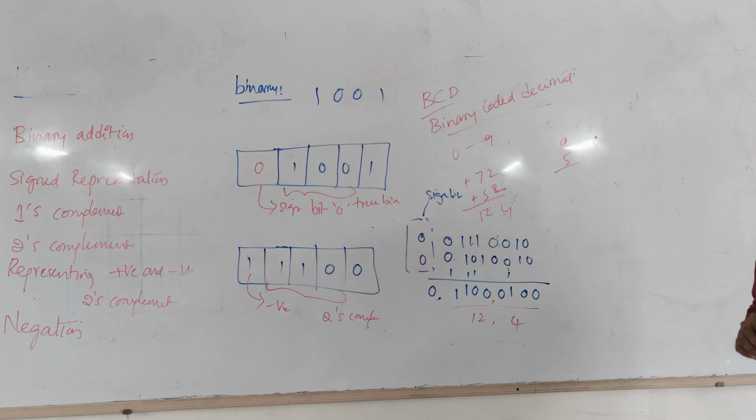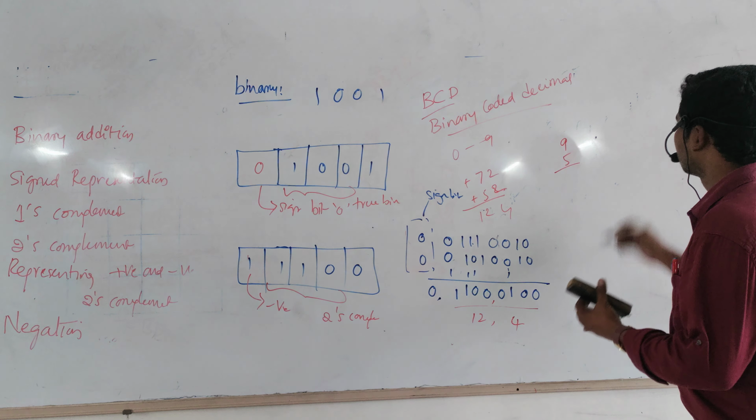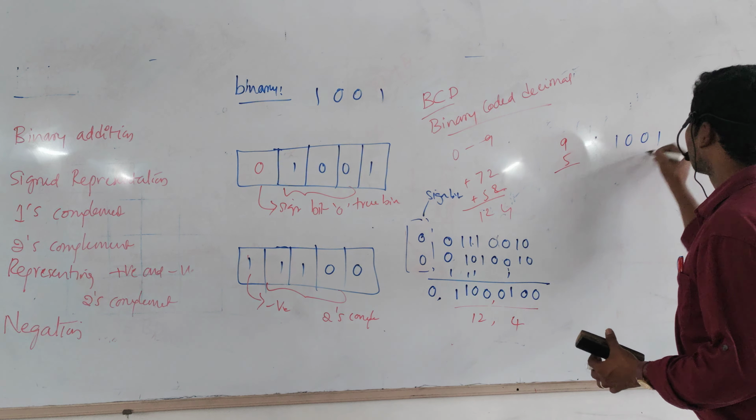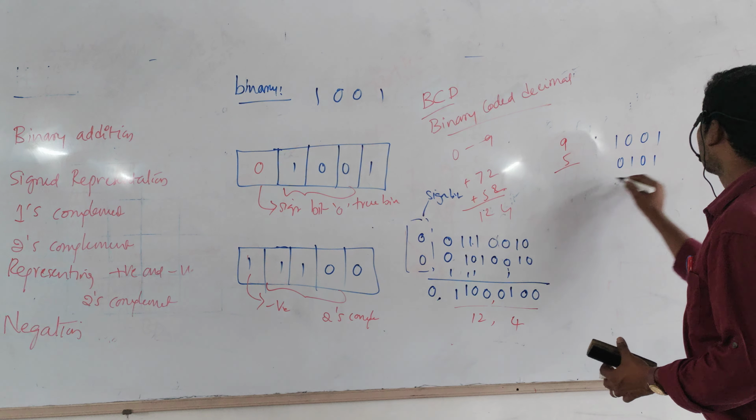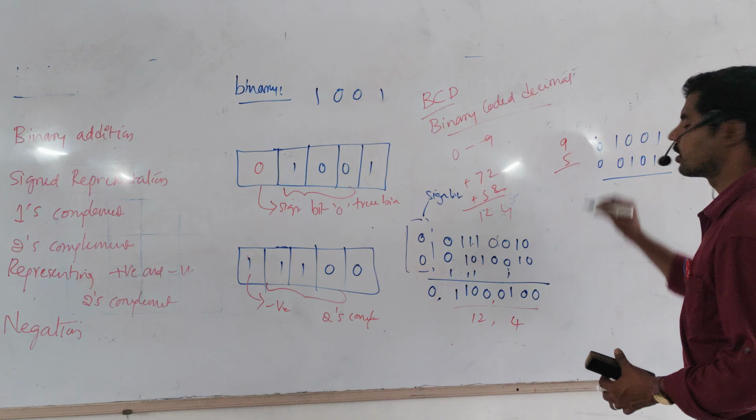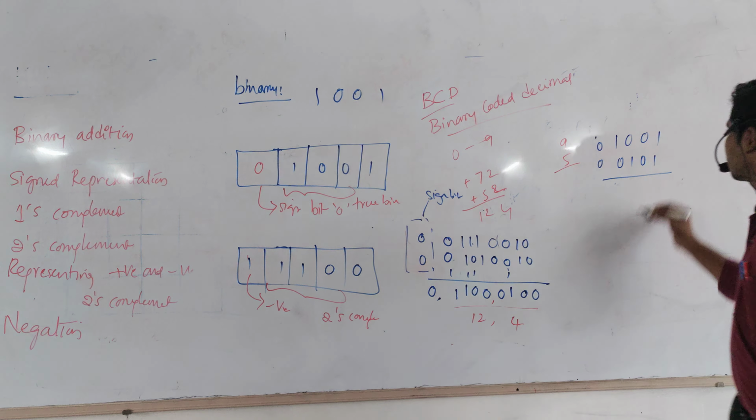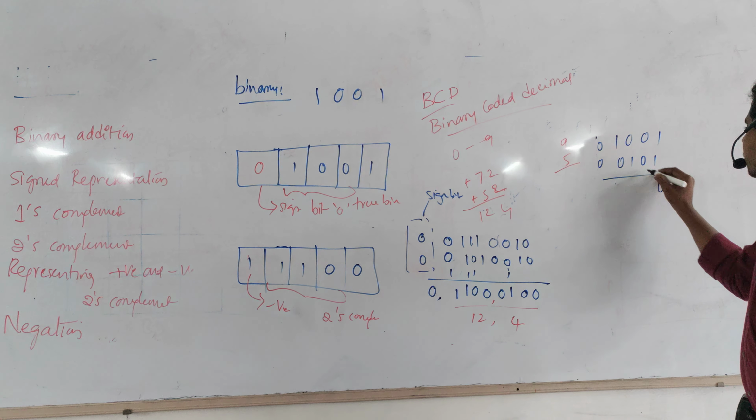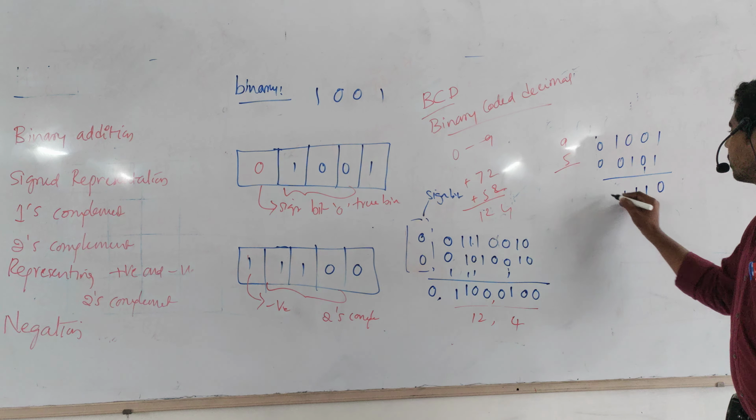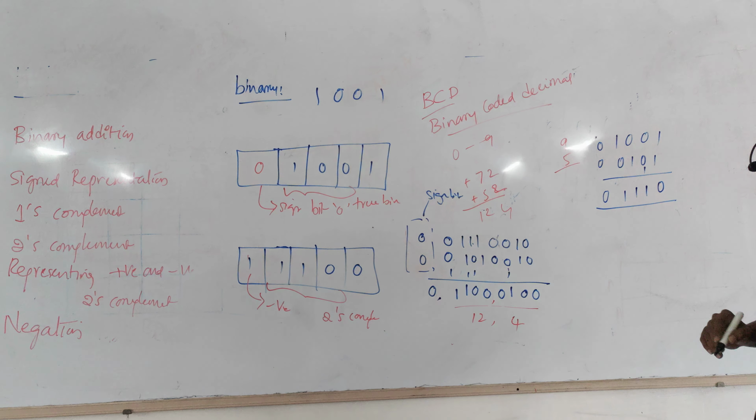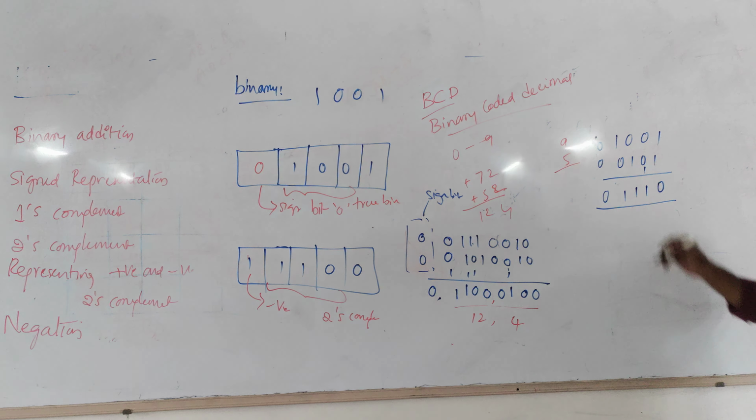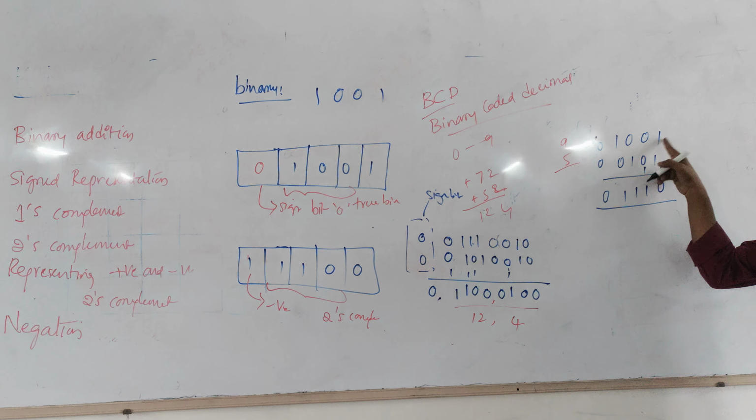So without carry, what would the situation be? So 1 0 0 1, 0 1 0 1. These two numbers are there. Sign bits: 1 plus 1, 0 with carry 1. So 1 0 1 1 0. What is the value of this one? 0 1 0 0 1, 9.